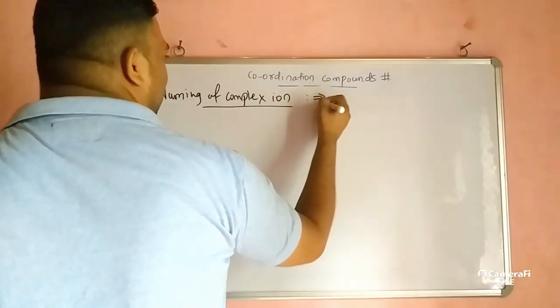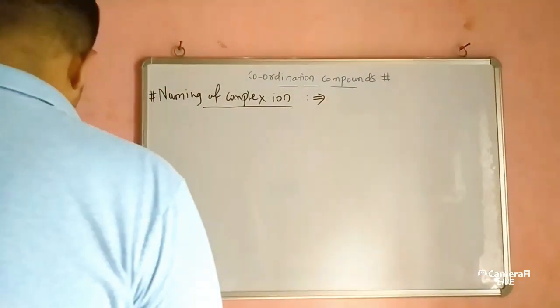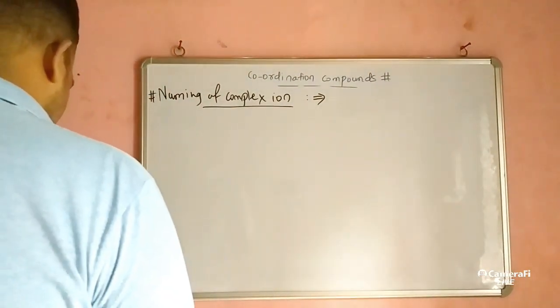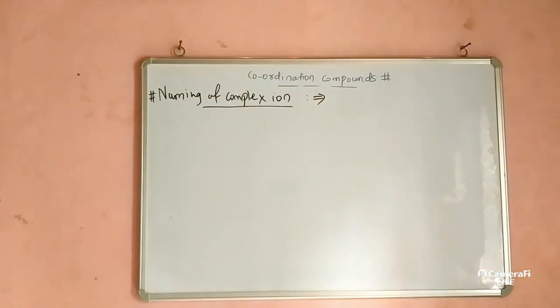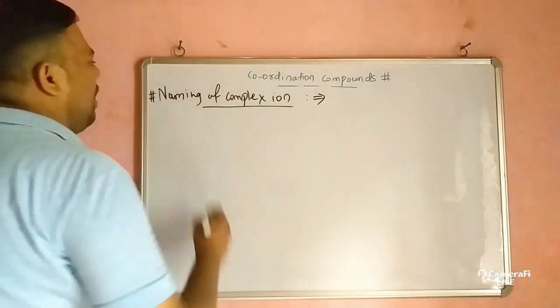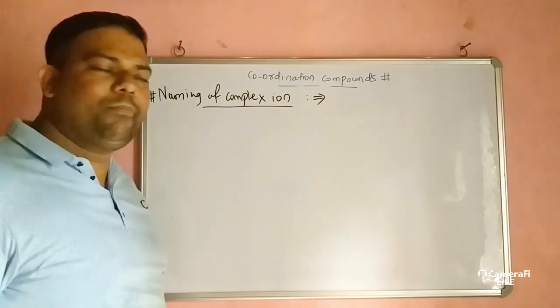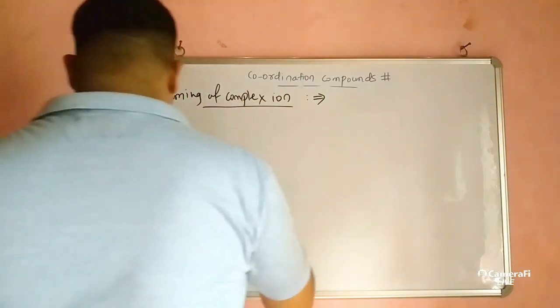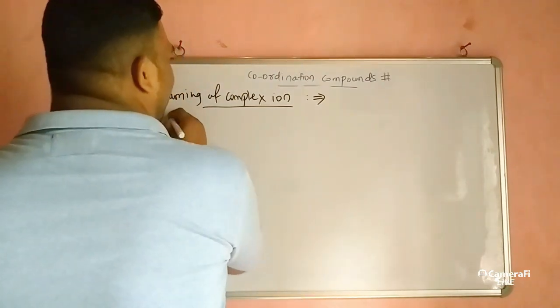So in the naming of a complex ion, ligands are written in alphabetical order followed by the name of the central metal atom with its oxidation number in Roman numerals. This is a very important part we have to concentrate on whenever we are naming any complex or coordination compound.